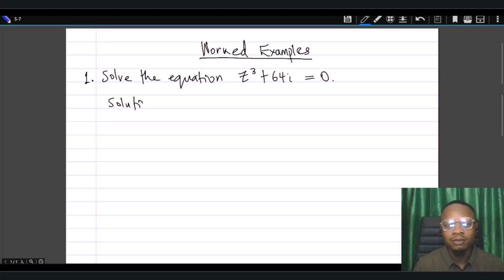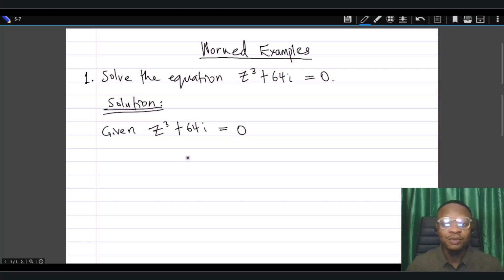So let's see how that works out. Of course, given that z cubed plus 64i equals 0, we can see the only unknown here is z. Okay, i is not an unknown. i is our complex coefficient, which is the square root of -1. So the only unknown here is z cubed. And to deal with this, what we simply do is make z cubed the subject of the formula. This is similar to trying to solve a polynomial with complex coefficients.